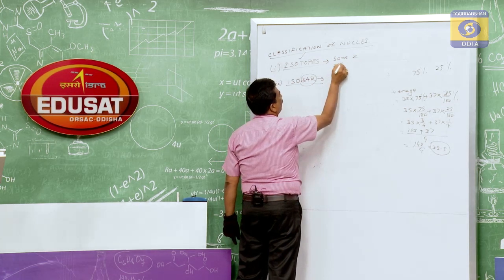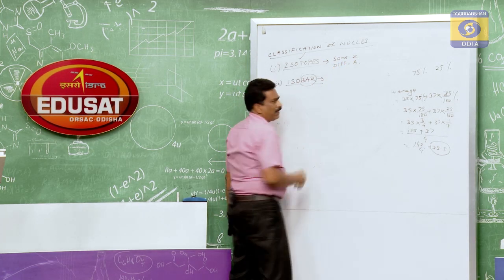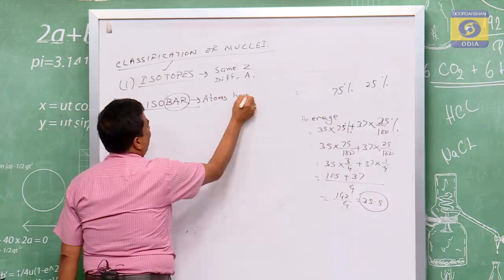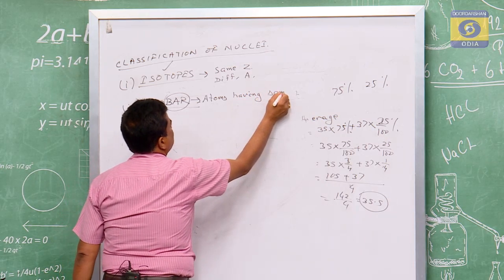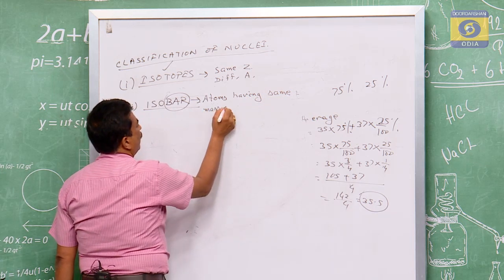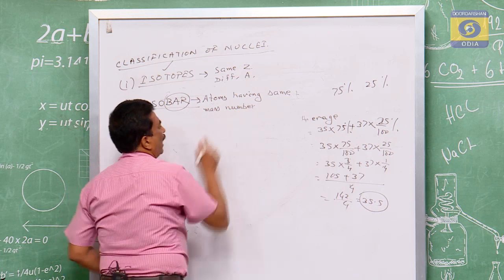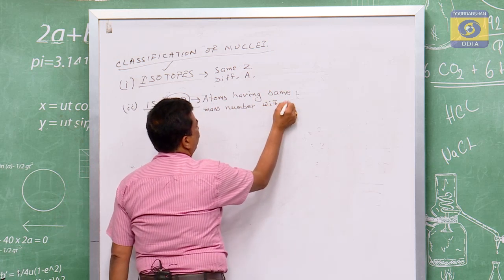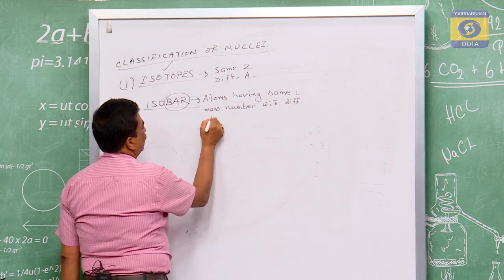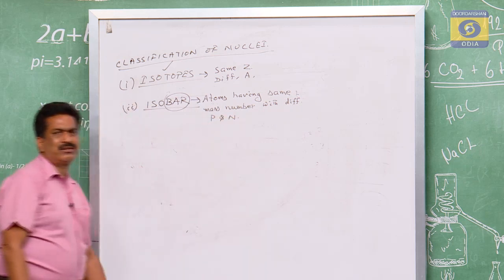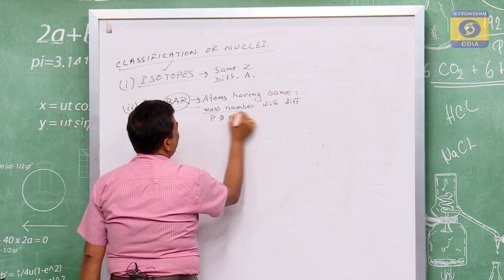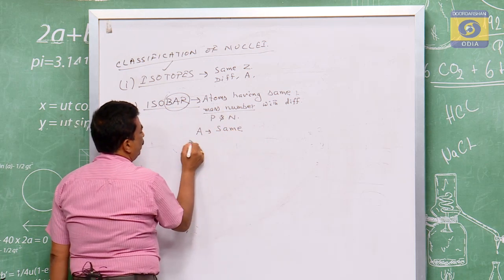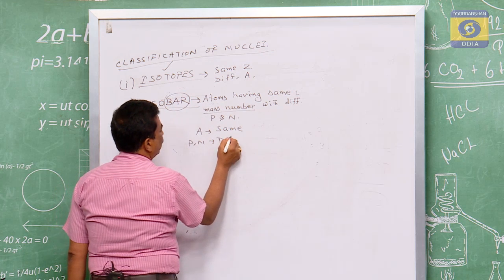Same Z, different A. And for isobars, atoms having the same mass number with different P and N. Having the same mass number means A is to be the same, P and N to be different.